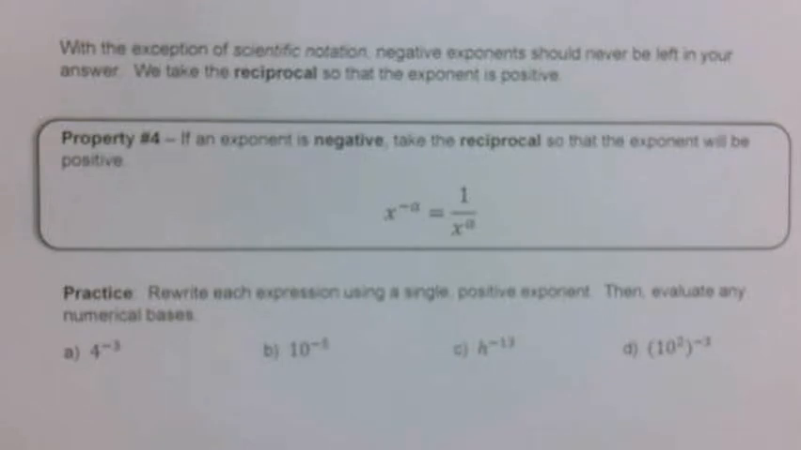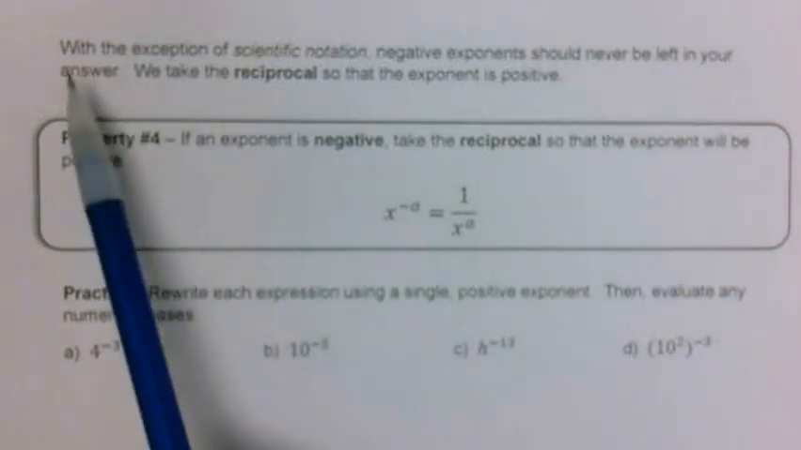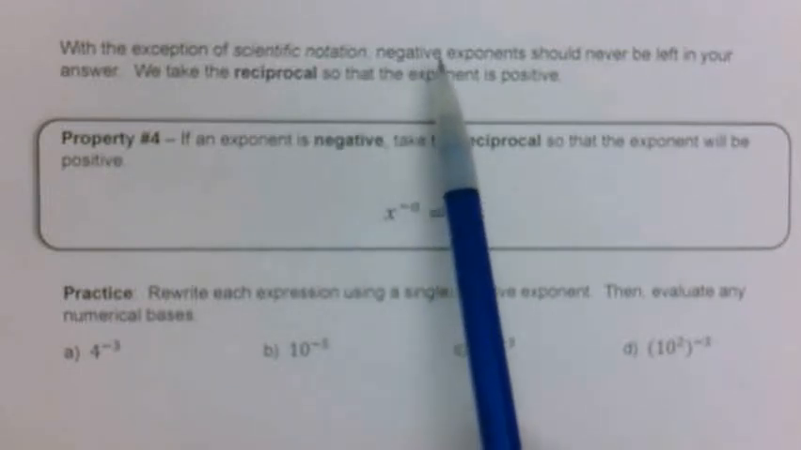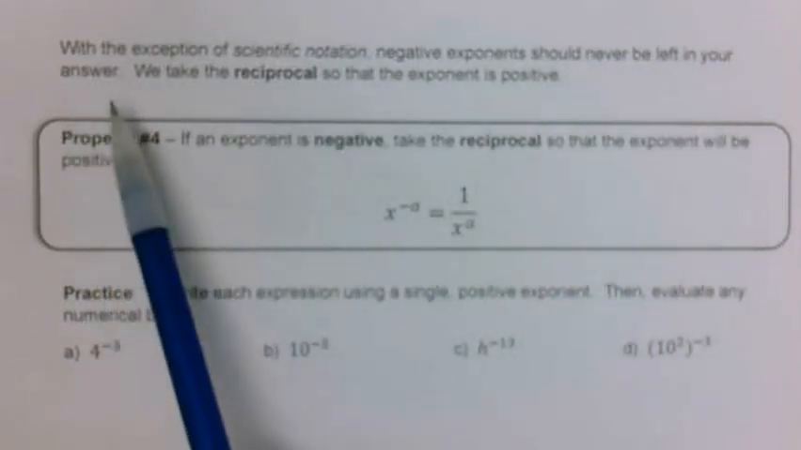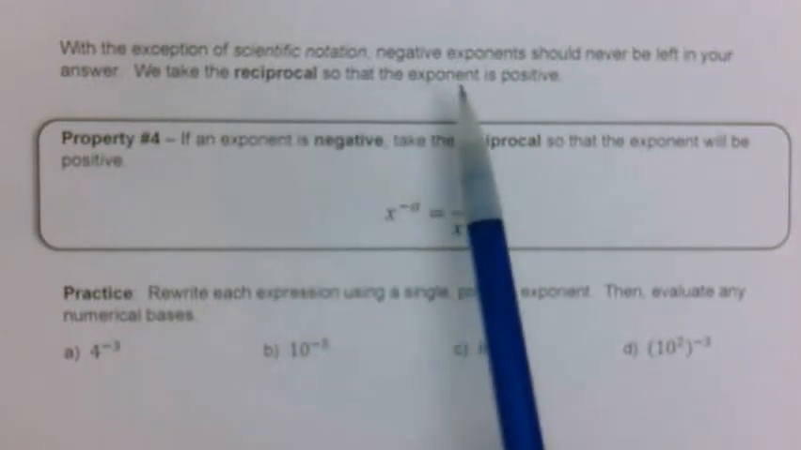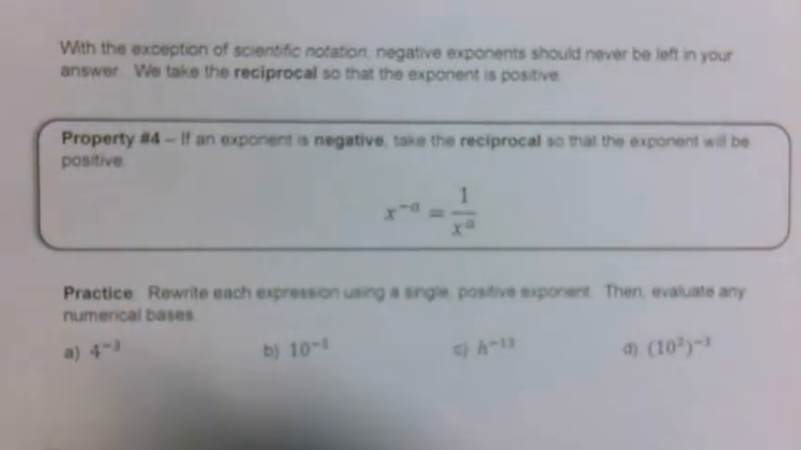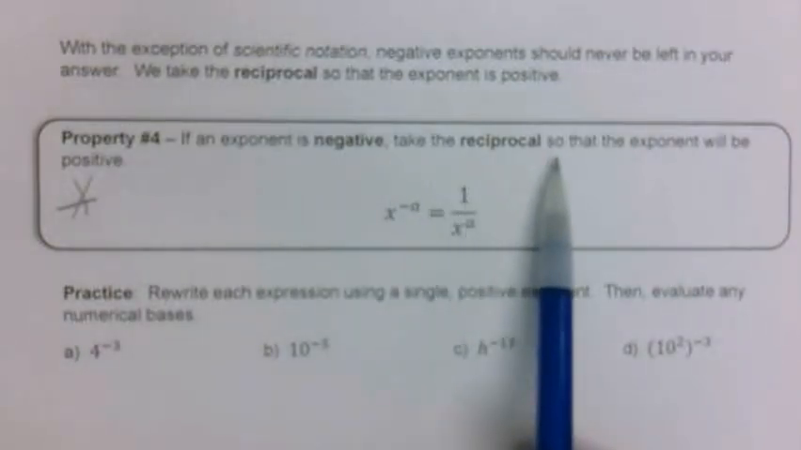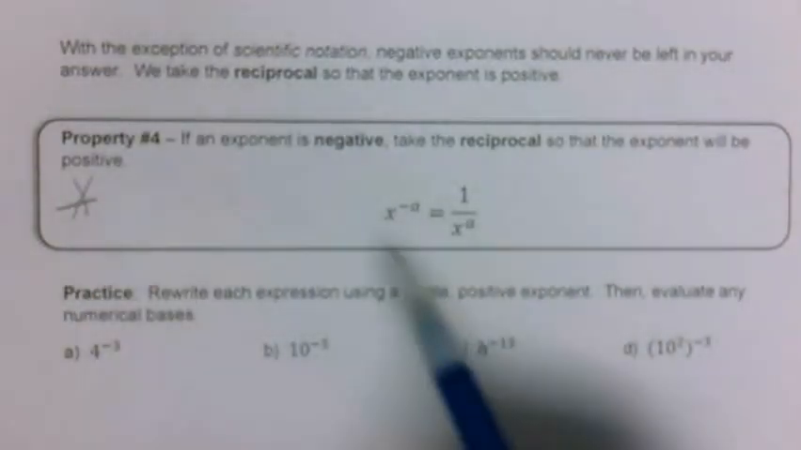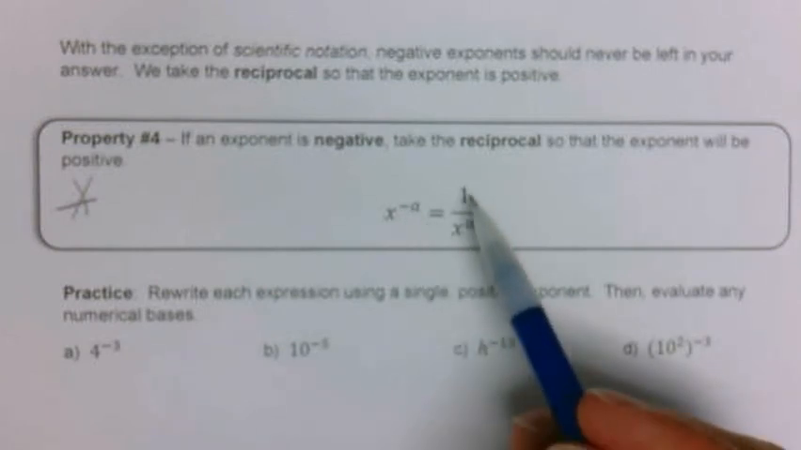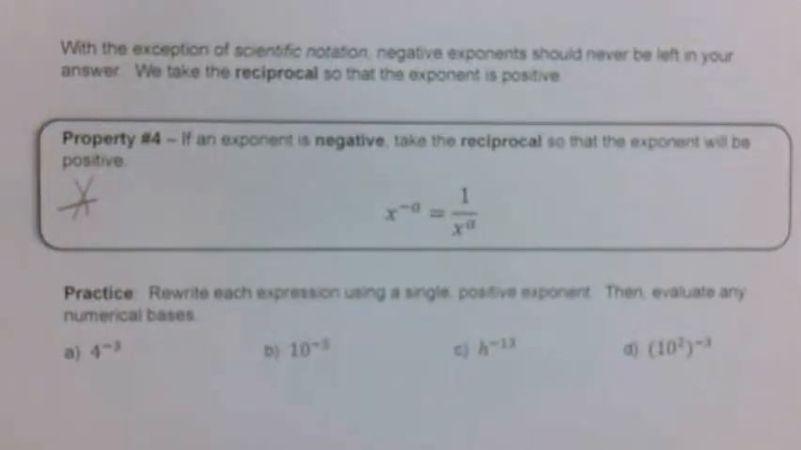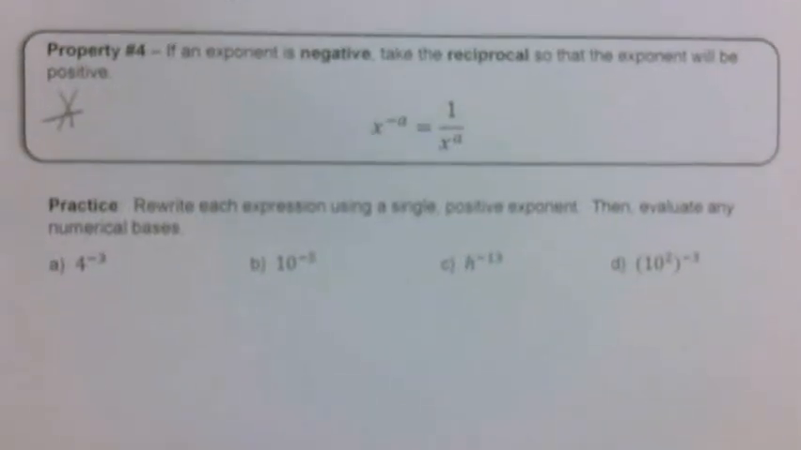So now that we have a good understanding of negative exponents, it's important to always rewrite your negative exponent as a positive exponent. In math, there's a concept that you're going to learn about in the future called scientific notation. With the exception of scientific notation, negative exponents should never be left in your answer. We will take the reciprocal so that the exponent is positive. And so this gets us to exponent property number 4. If an exponent is negative, take the reciprocal so that the exponent will be positive. X to the negative a power is equal to 1 over x to the positive a power. And so that's what we're going to practice underneath.